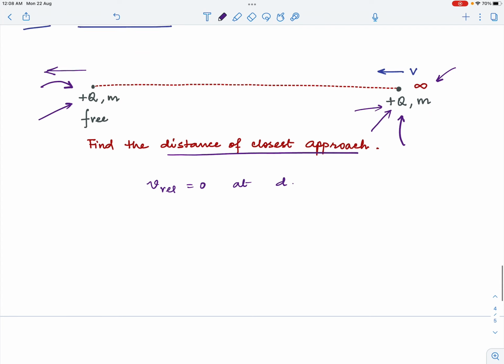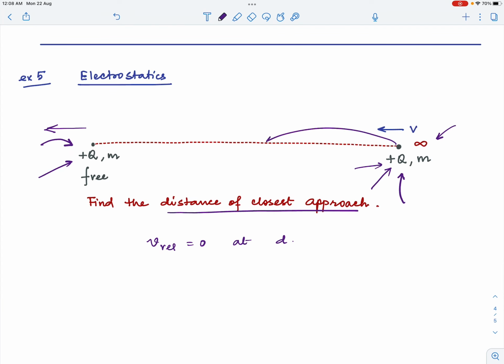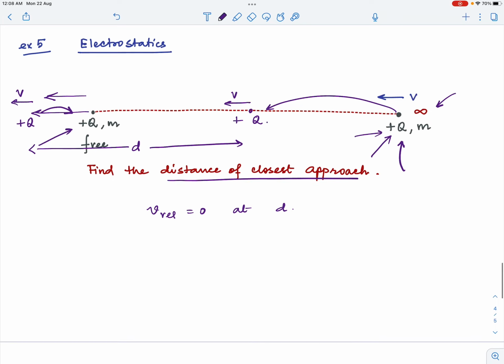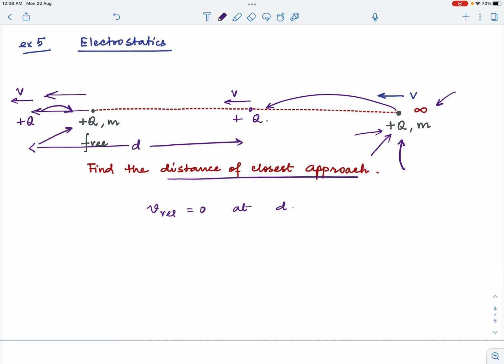So, let us say this plus q charge has reached somewhere here by the time, and the other plus q has already moved a certain distance to the left, so that the distance between them is this, the moment when both of them are moving with the same velocity v towards left. We are going to use the law of conservation of energy between their initial state and their final state, the state where they are at the closest distance. So, conservation of energy once again.